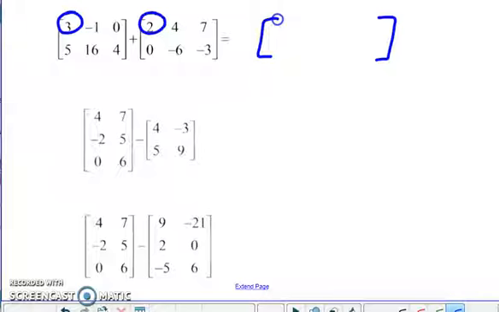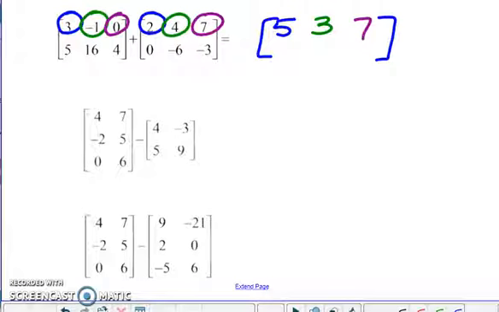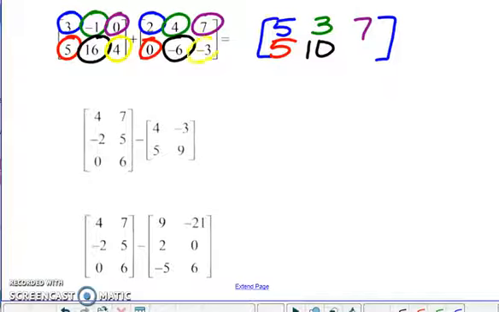3 plus 2 is 5. Negative 1 plus 4 is 3. 0 plus 7 is 7. 5 plus 0 is 5. 16 plus negative 6 is 10. And 4 plus negative 3 is 1. Okay? We're just adding the corresponding parts.